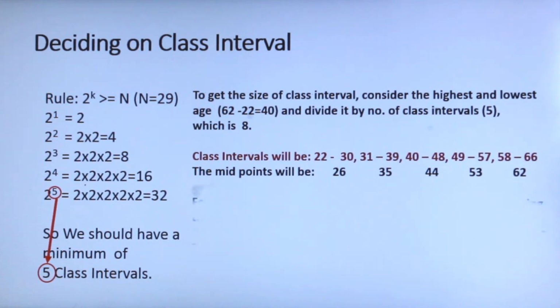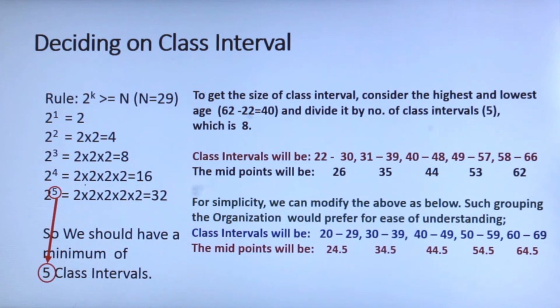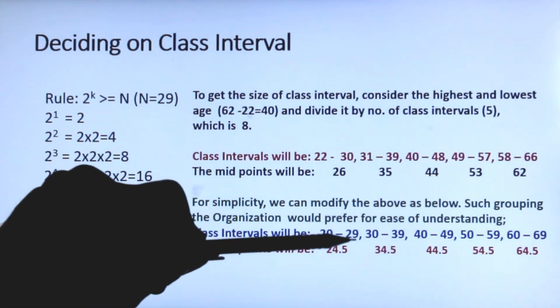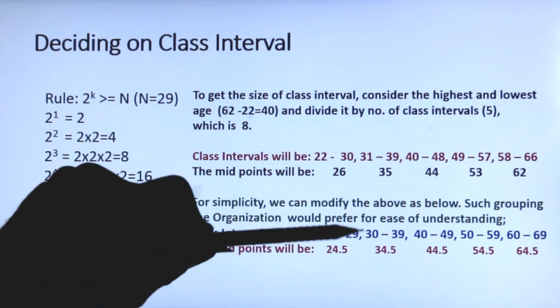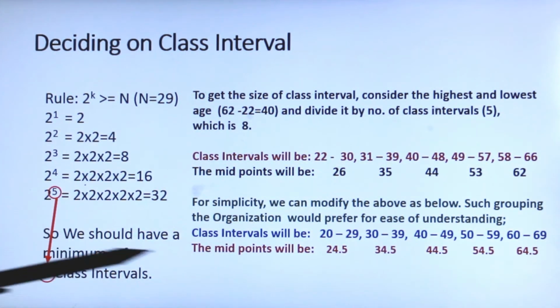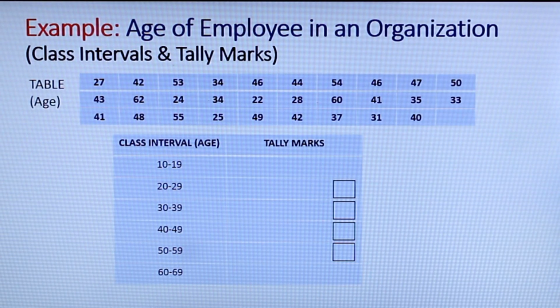Now for the sake of simplicity, we can modify the above as below from the convenience point of view of the organization. So the class intervals can also be 20 to 29 instead of 20 to 30, 30 to 39, 40 to 49, like that. So accordingly the midpoints will also be like this. So this is the way you have to decide the class intervals and the size of the class and the midpoints. You closely watch, this is an animated slide.